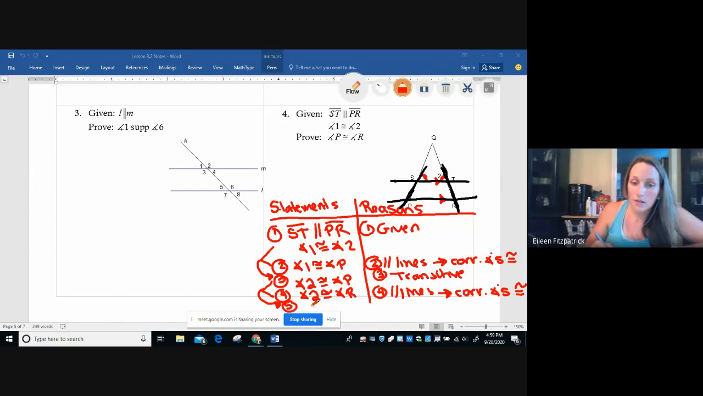And then finally, try to fit these pieces of the puzzle together to get your last statement. If angle 2 is congruent to angle P and angle 2 is also congruent to angle R, you can replace this 2 with what it's equal to, which is R. So then you have angle R is congruent to angle P, and that was by transitive again, or substitution.